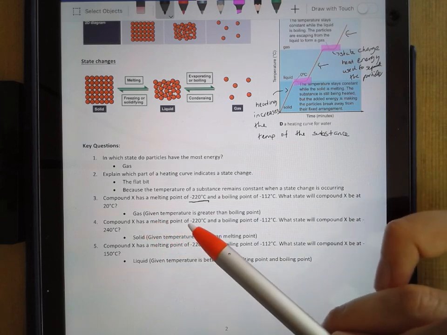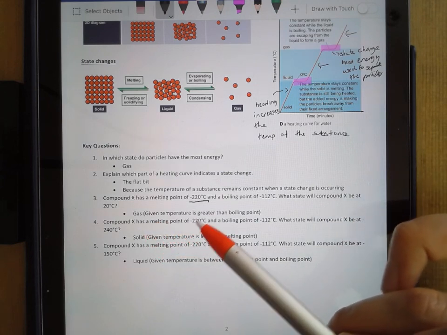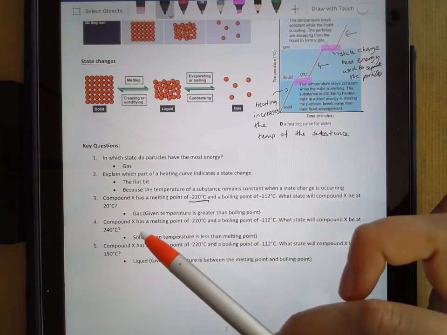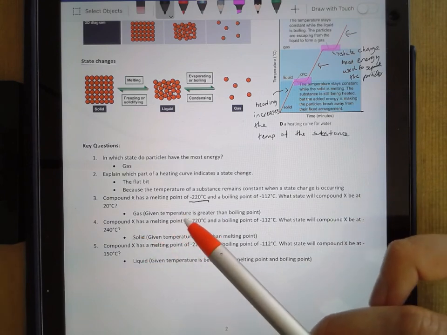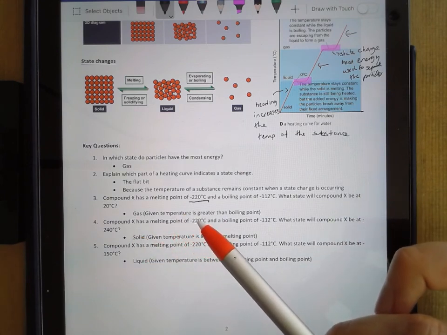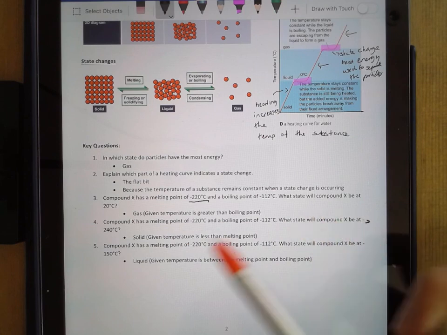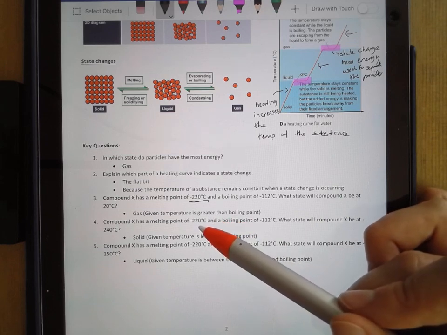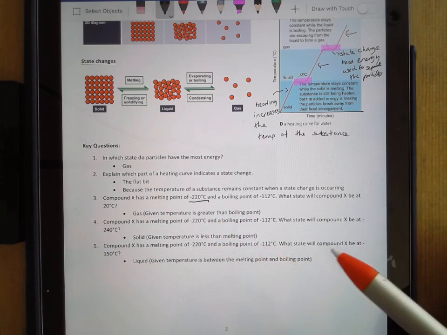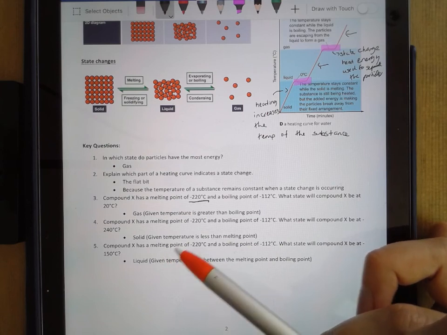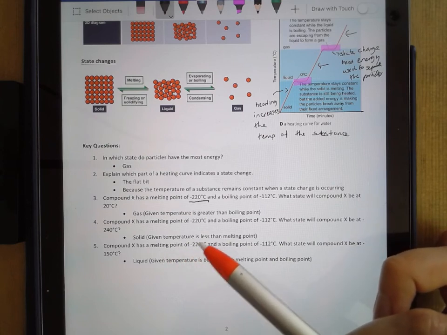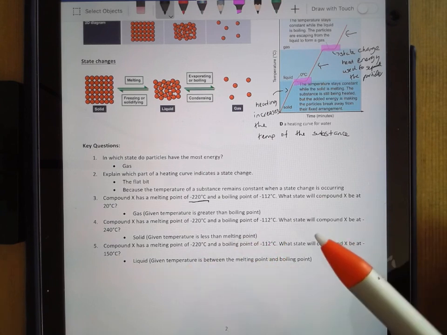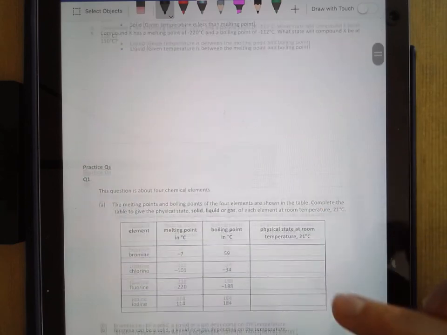This one has a melting point of minus 220, so it's becoming liquid at minus 220, and a boiling point at minus 112. What state will it be at minus 240? I've told you here that it doesn't become a liquid until minus 220. I'm asking you what state it's at minus 240. That's a lower temperature than its melting point, so it's still going to be a solid. And here, what's it going to be at minus 150? Well, minus 150 is warm enough to turn it into a liquid, but it's not warm enough to turn it into a gas. So it's going to be a liquid. So make sure you know your state changes.